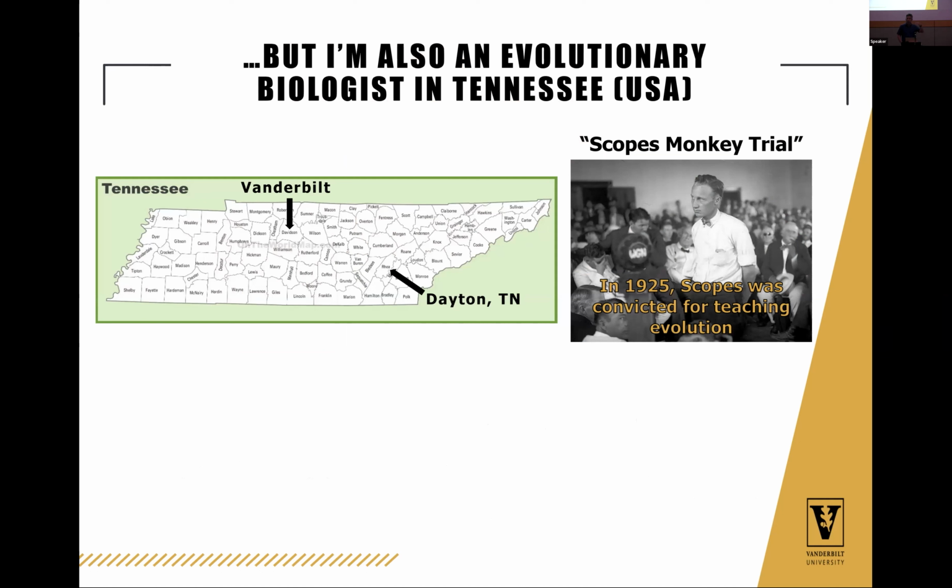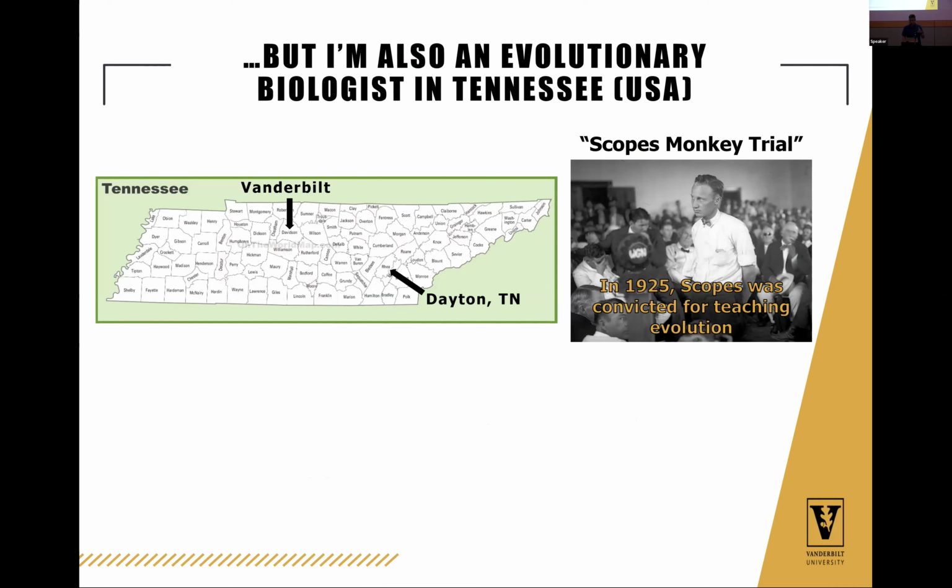Okay, and I'm also an evolutionary biologist living in Tennessee. For those of you who don't know, Tennessee is right under Kentucky and right above Alabama, and on the same meridian as Chicago, so southeastern United States. For evolutionary biology, Tennessee, especially in the US, is a special place. About 100 years ago it was where a really famous trial known as the Scopes monkey trial happened.